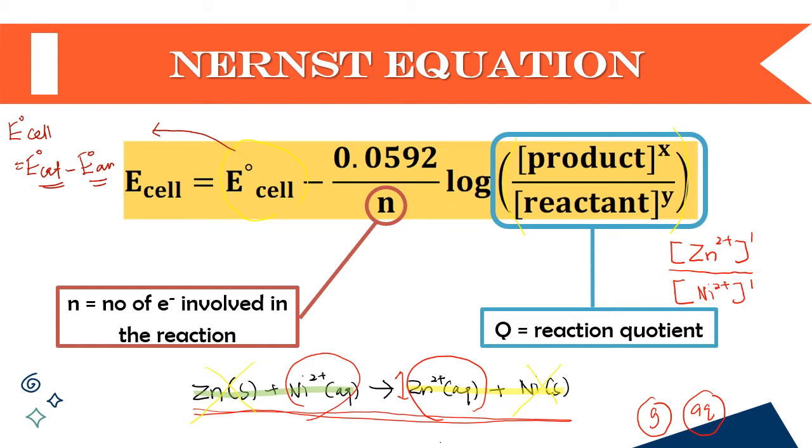So this is the Nernst equation, and if you look at your lecture note, you will have a few Nernst equations. The one that you need to memorize is this one, so make sure you memorize it correctly: E cell equals E naught cell minus 0.0592 over N log concentration of product to the power of X over concentration of reactant to the power of X. This is one term. Later in the calculation, I will emphasize this again.